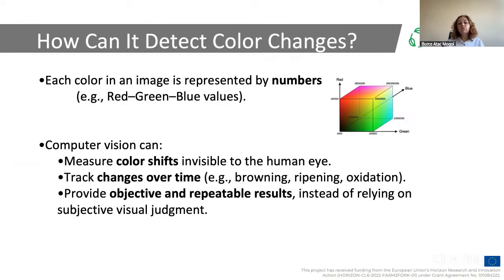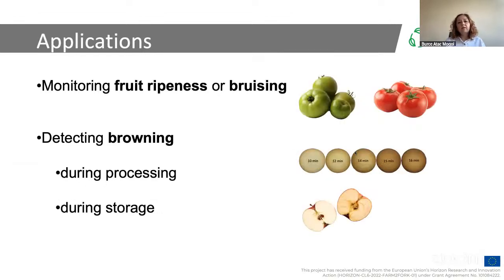Eventually it can provide objective information and repeatable results instead of relying on subjective visual judgment. For example, it is already embedded in many food processing lines. Like with potato chips, if one is burnt, it is blown off the processing line. So it's done by a computer vision system by analyzing the color. There are many other applications in the food industry actually, and it can also detect food ripeness.